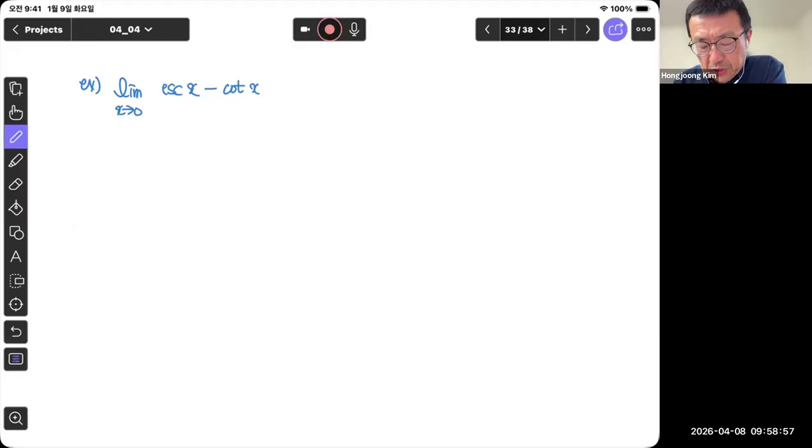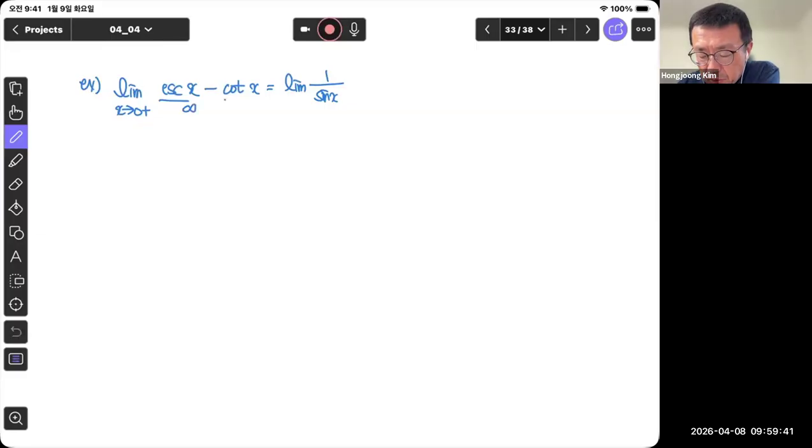Now, as you know, cosecant is the reciprocal of sine. Let me consider x approaching 0 from the right for simplicity. Then the cosecant, which is 1 over sine, will diverge to infinity. So this function diverges to infinity.